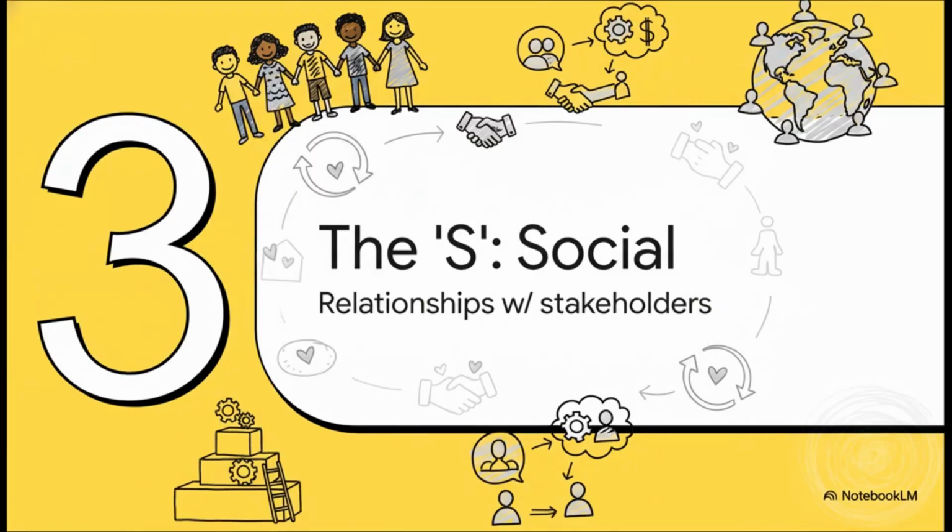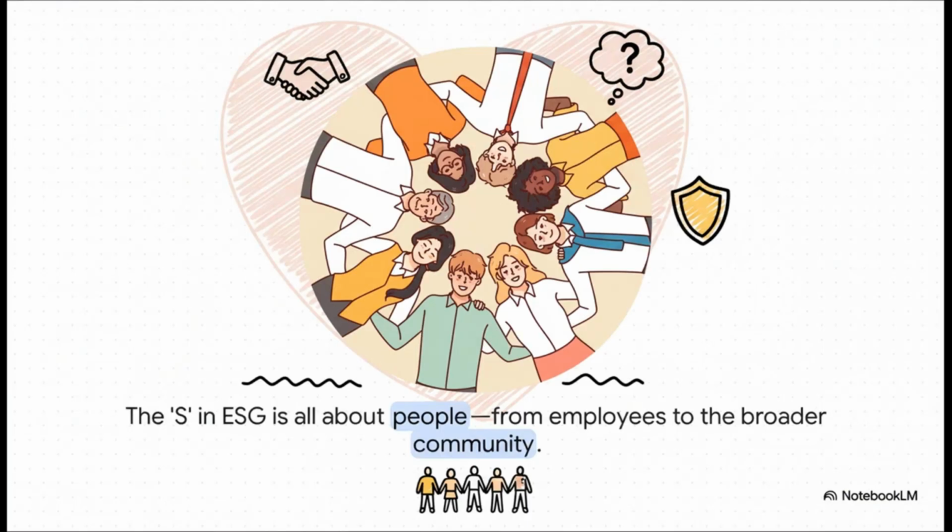Okay, so we've talked about the planet. Now let's move on to the people, with the S for social. This part is all about how a company manages its relationships with its employees, its suppliers, its customers, and the communities it's a part of. You can really think of the social pillar as the heart of ESG. It asks some pretty fundamental questions. Are people treated fairly? Are the products safe? Is the company a good neighbor? It's all about the human impact.